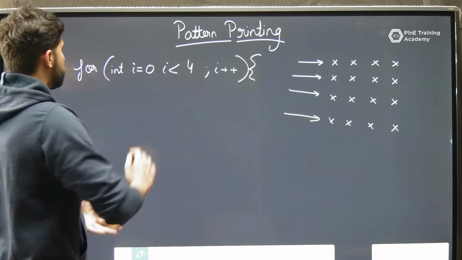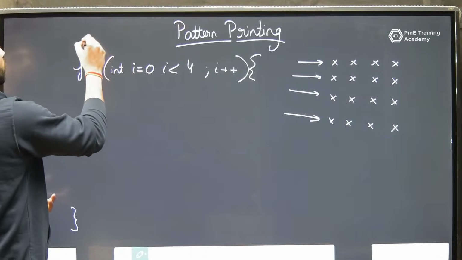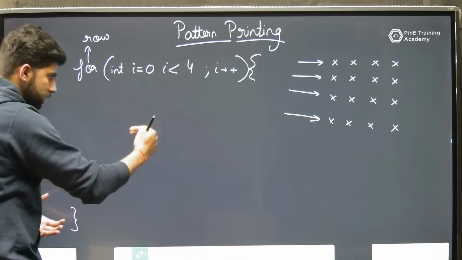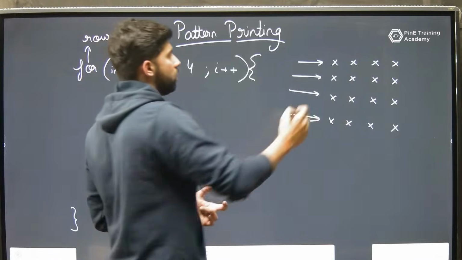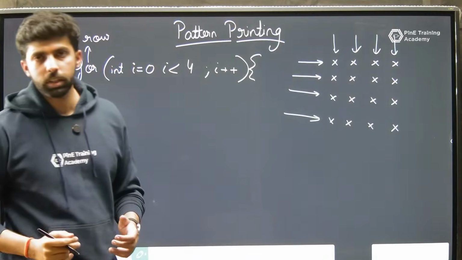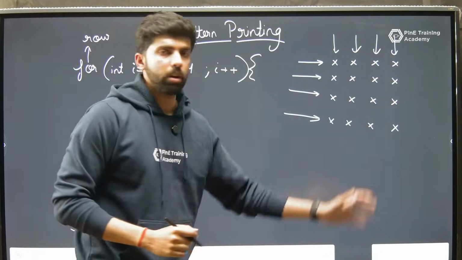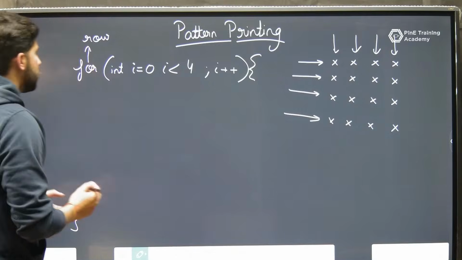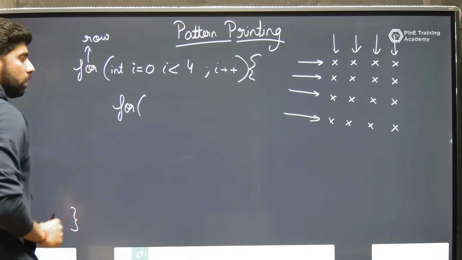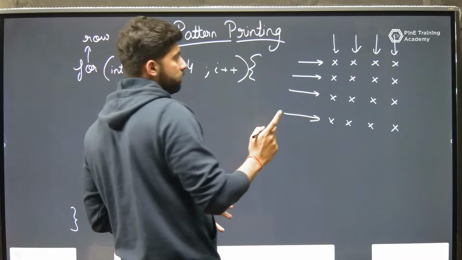Right? So the first loop will always be for rows, and the inside loop will be for columns. Okay, the inside loop will be for columns. That means let's first figure out how many columns are there in each row.